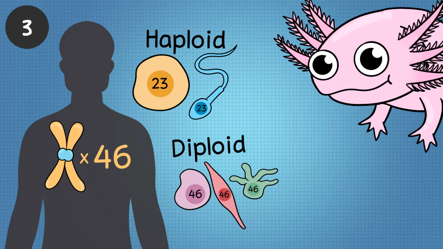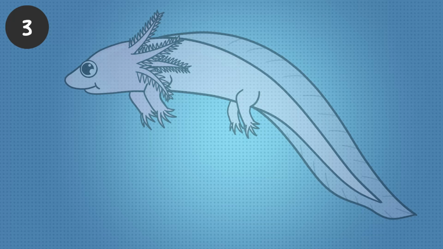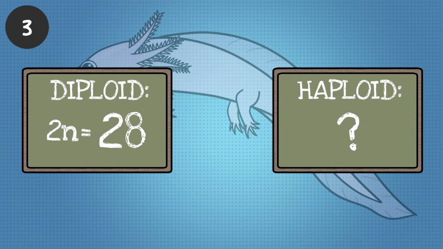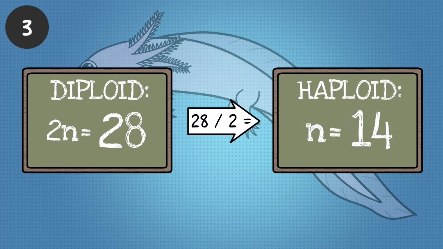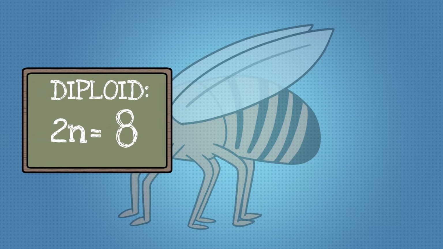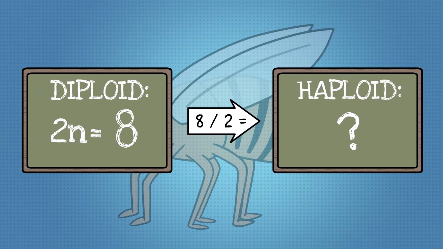Let's take an axolotl. If I told you its diploid number of chromosomes is 28, what would its haploid number be? Well, that's 28 divided by 2. That'd be 14. That means the gametes of the axolotl, the haploid sperm cells and haploid egg cells of the axolotl, each have 14 chromosomes. What about a type of fruit fly with a diploid number of 8 chromosomes? That means their haploid number would be 4 chromosomes.